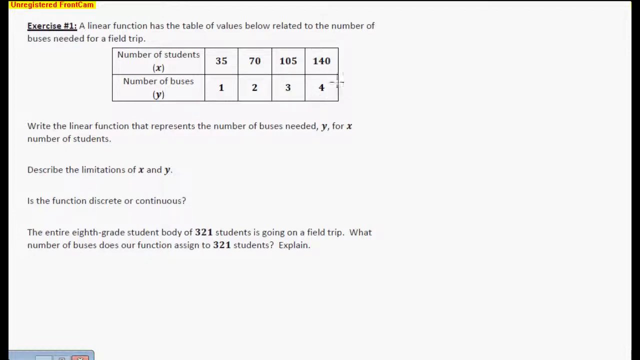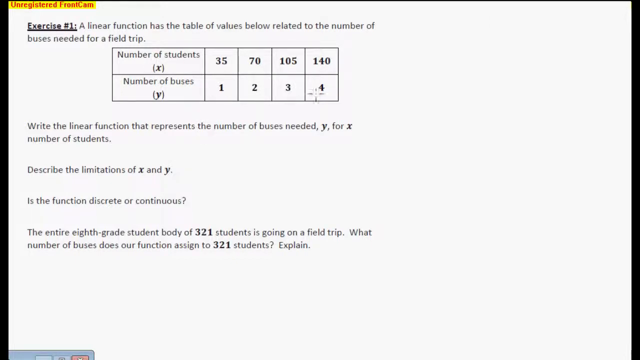Now, this is going to be a constant change or a constant rate type of problem because we really can't take 1.5 buses and the number of buses is going to go up the same as the number of students would go up. So it looks like one bus can carry 35 students. All right. So it says write a linear function that represents the number of buses needed. That's going to be y for x number of students. So my number of students is going to be represented by x. That's pretty obvious from the table up there.